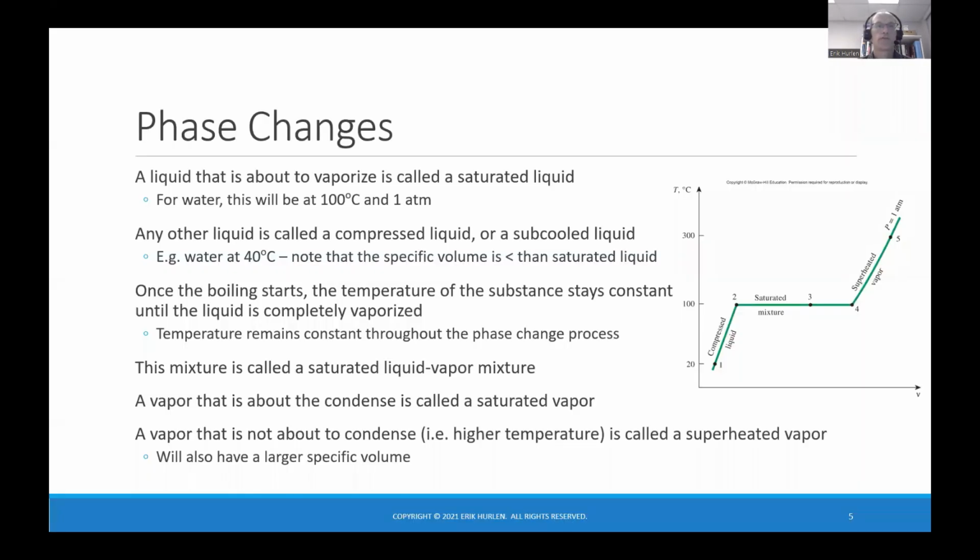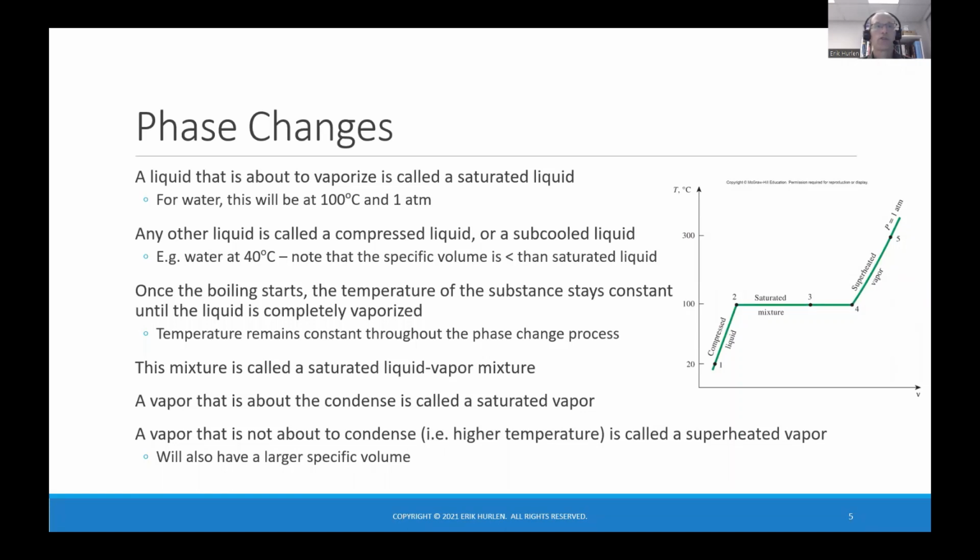Going through this process from solid to gas, we can start with a solid, then as energy is added, the solid melts and becomes a liquid. At this point, the liquid is called a compressed liquid or a subcooled liquid. For water, this would be between 0 and 100 degrees Celsius, assuming standard atmospheric pressure.